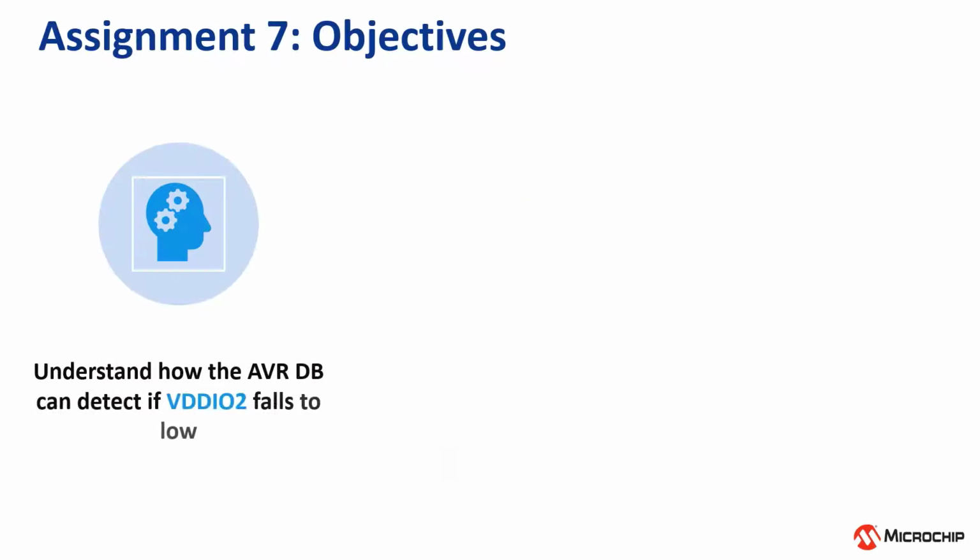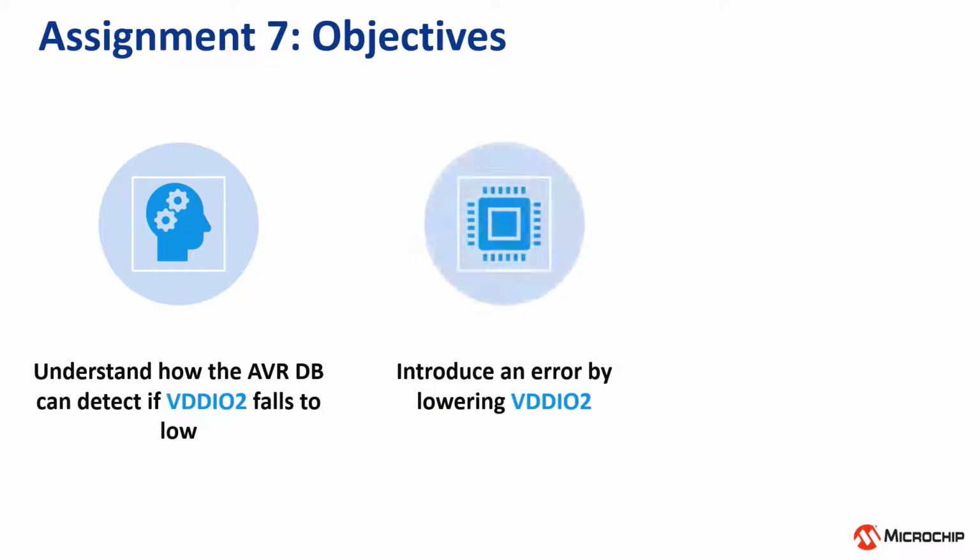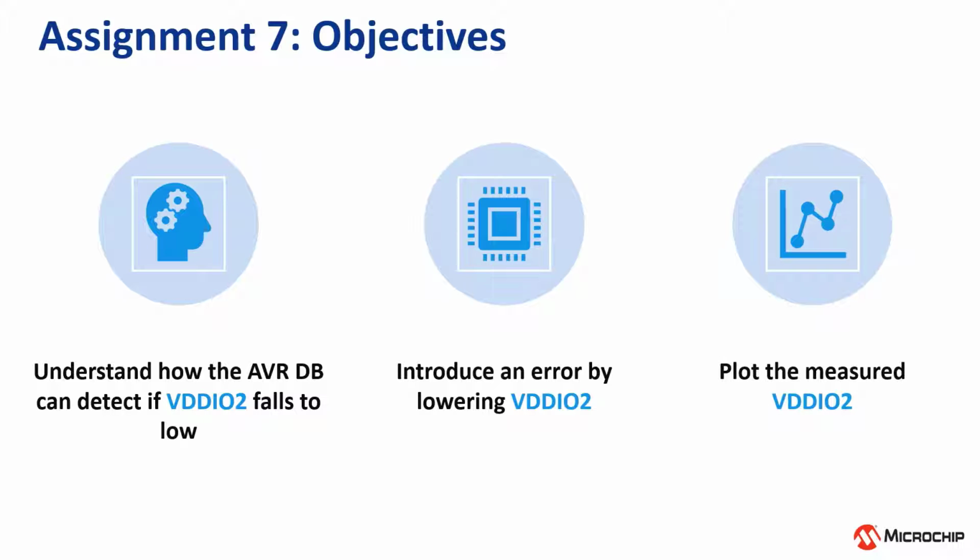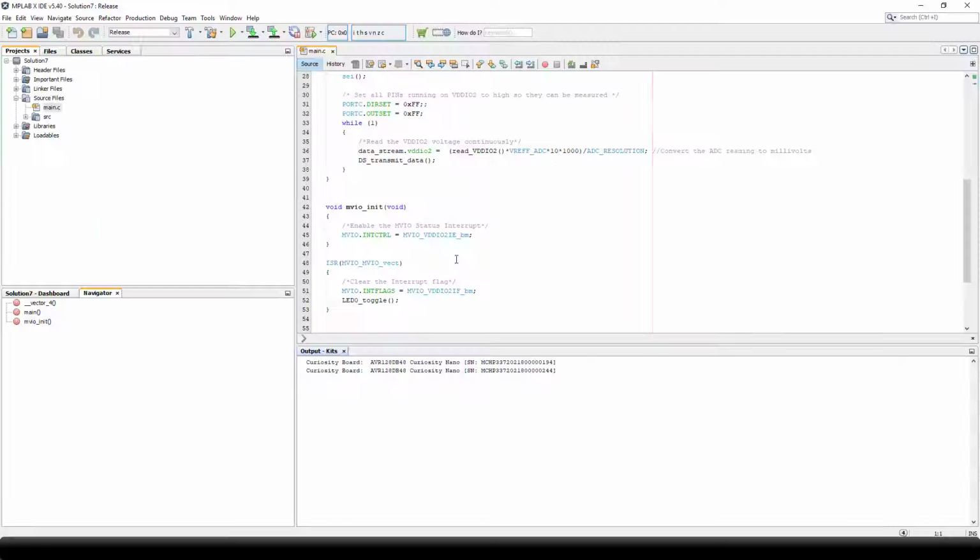The objective of this assignment is to understand how the AVR-DB can detect if the VDDIO2 falls below the minimum requirement, introduce an error to VDDIO2 by lowering the output of the second power supply, and to plot the measured VDDIO2 data to see how it falls and rises. For this assignment, we are assuming that you have made the same hardware modifications and fuse settings as what we showed in assignment 6. Let's look at the code needed to complete this assignment.